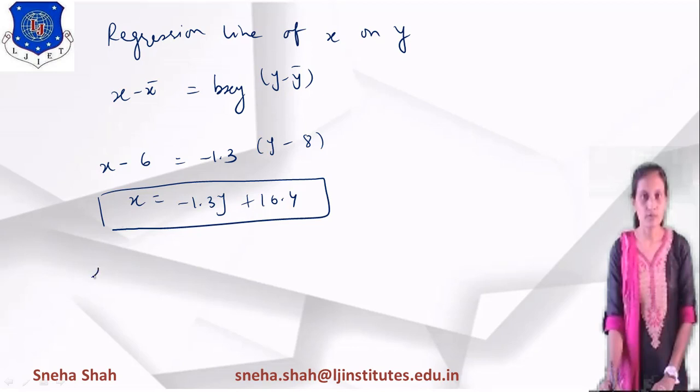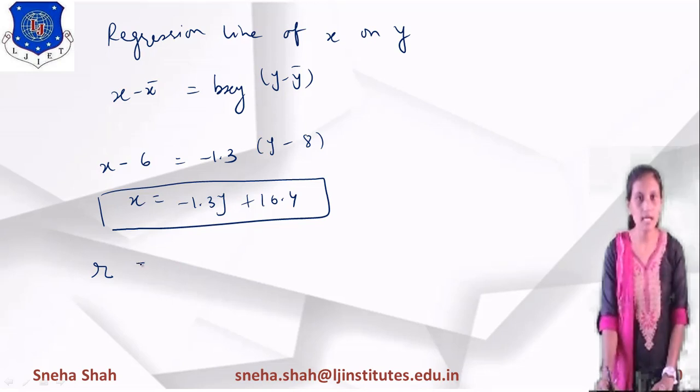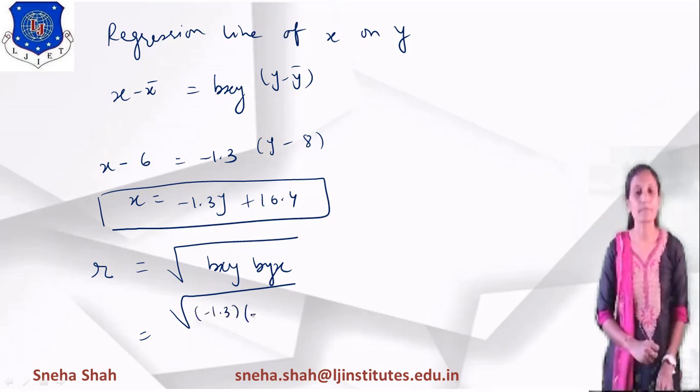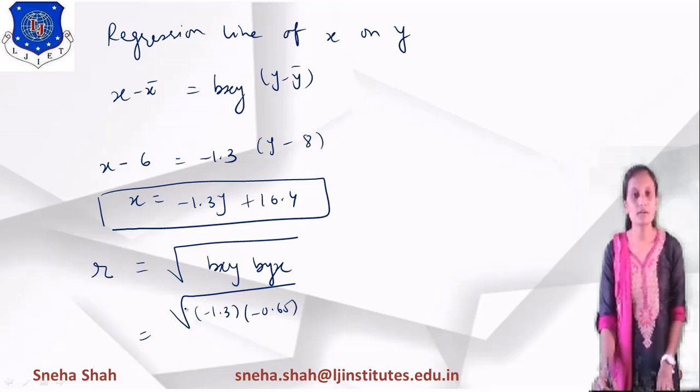Now if you want to find out the correlation coefficient, what is the correlation coefficient? R, right? And what is the equation of R? In the last session we had seen that the equation of R equals the square root of bxy times byx, right? So if I am putting the value of bxy, what is the value of bxy? The value of bxy equals minus 1.3, and the value of byx equals minus 0.65. So if I am solving this, then the value of R equals 0.9.